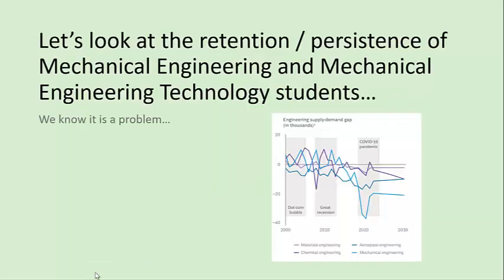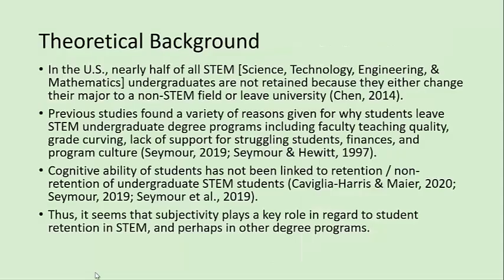So we're going to look a little bit at retention and persistence in mechanical engineering and mechanical engineering technology. We know it's a problem. There have been books written about it forever, like the 1997 book by Seymour and Hewitt talking about leaving. When I read that book, I laughed, I cried, and I thought, oh my God, this is exactly right. I felt exactly like a lot of these students describing their experiences, as the only woman as an undergrad physics major, the only woman in my graduate program. Yeah, it was fun.